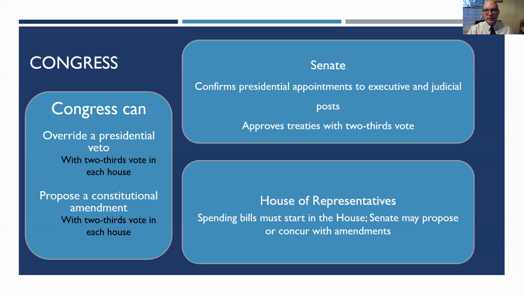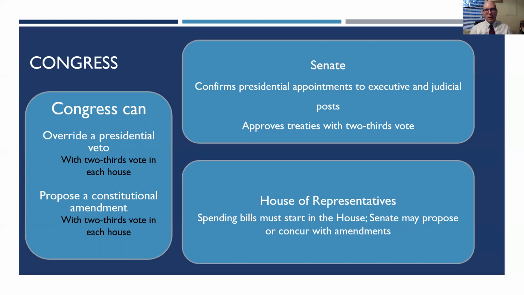House of Representatives, they have one special power. They have a couple we'll talk about in a second. But spending bills have to start in the House. In recent years, there's been some procedural chicanery that the Senate can do, but we don't need to worry about that. We'll keep it simple. Anytime the government wants to spend money, the budget, that's supposed to begin in the House of Representatives. The Senate can propose or concur with amendments, okay? So they can add things to a budget bill, but spending bills are supposed to start in the House. And then over there on the side, you see some specific powers that Congress has.